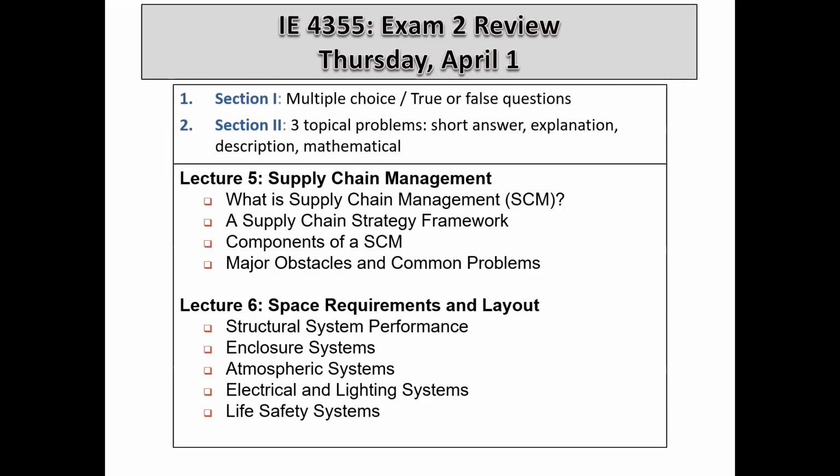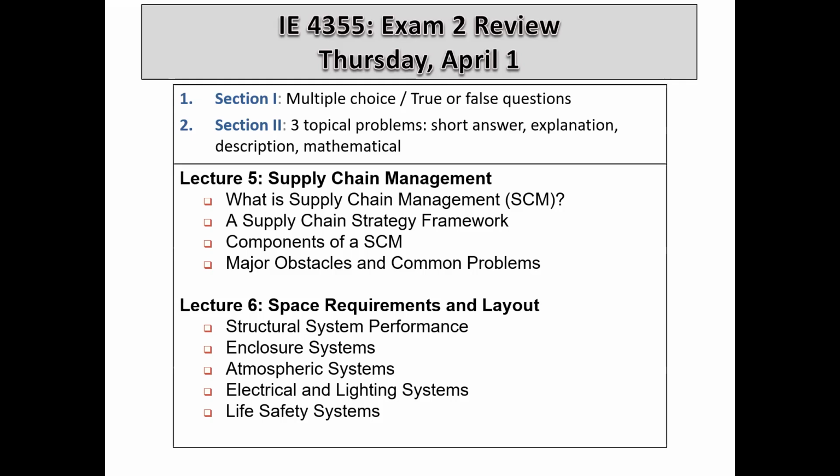So we're going to start with the format. The format is going to be very similar to the format of the first exam. So in section 1, we're going to have 10 questions that can be multiple choice or true or false questions. Those are 2 points each. In section 1, the total will be 20 points.